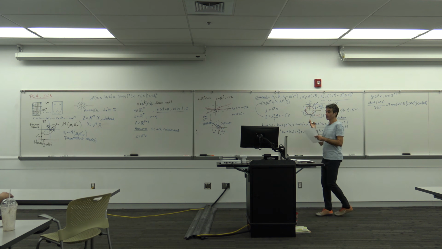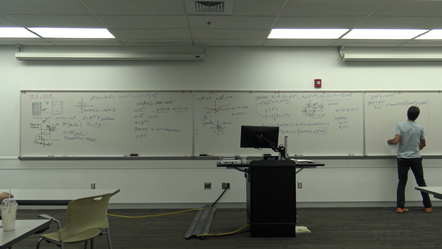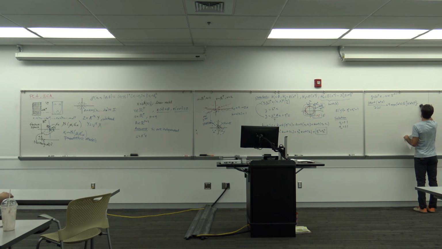If you want to see where this comes from, this is nothing else than 3 times the expected value that I had of W transpose X squared, which is nothing else than the 2 norm. So I'm going to substitute this by the 2 norm, okay? So 3 times the 2 norm of W.